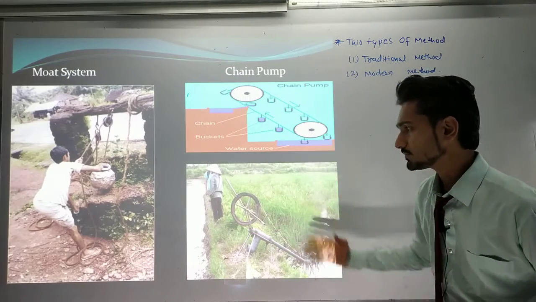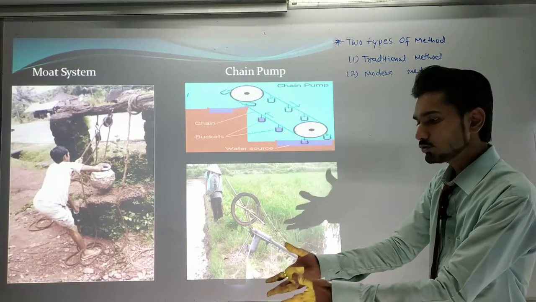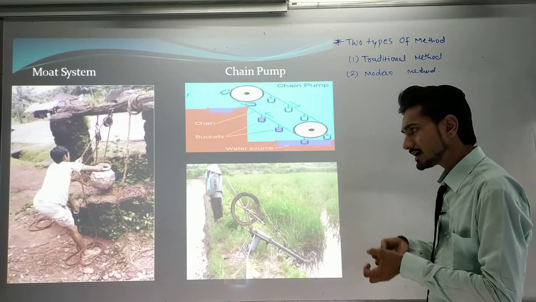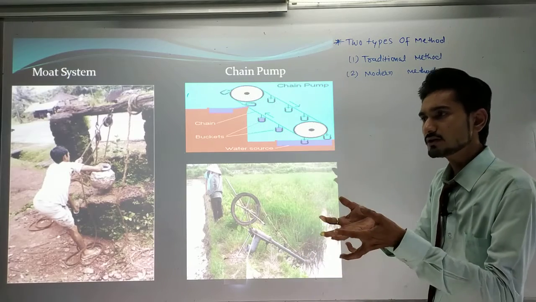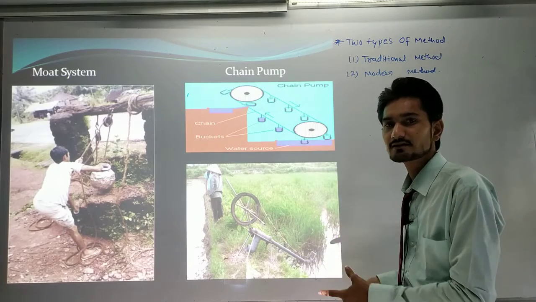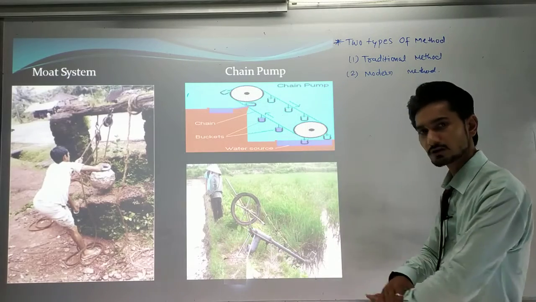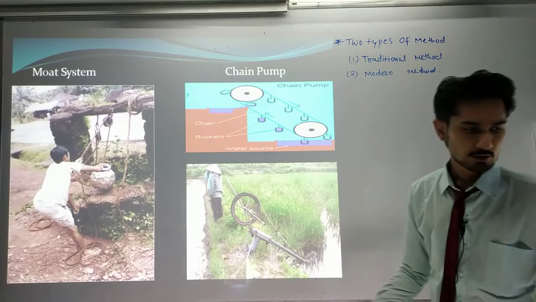Another is the chain pump, in which we use the chain pump to draw the water from the ground, and after that we fill up the bucket that we already have with us, and then we go to the field and pour out the water there. Okay, then we release the water into the field where we are growing the crops.